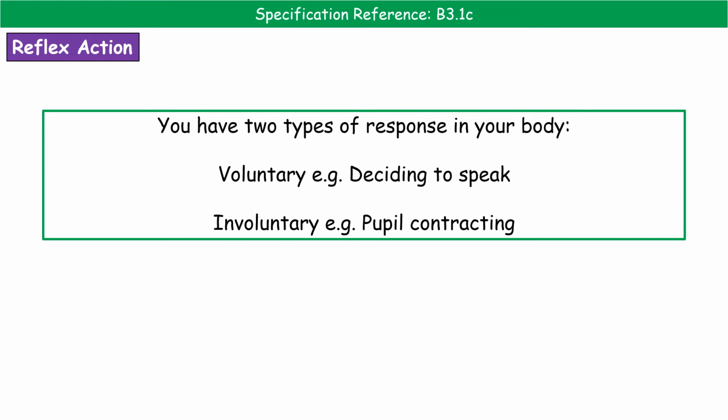We've already mentioned this, but we're going to go through in a bit more detail about our two types of response. So we have voluntary responses, the ones that you have a conscious decision to have. So things like deciding to speak, moving your arm a particular way just because you want to wave at someone, for example. Those are voluntary. You are deciding to do that. The involuntary responses are the ones that happen without you thinking about it. So things like when you walk into a bright room, your pupil contracts to protect your retina from the brighter light.